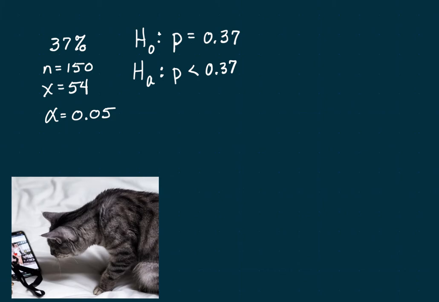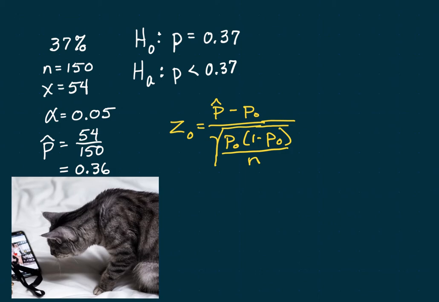But let's figure out the proportion in his sample who admitted that they talked to their pet on the phone. 54 out of 150? Well, that's a little bit lower. 0.36, 36%. So here's the key. We have to find the test statistic. There is our formula. Let's fill in the values that we have.